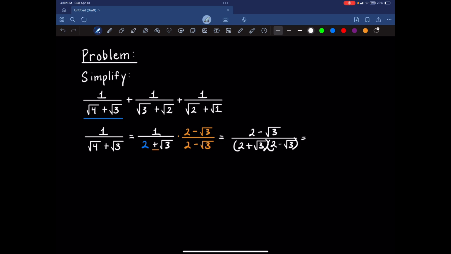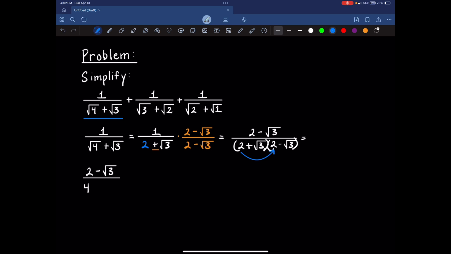And let's reduce this further. So the numerator is not going to change, right? We still have that 2 minus the square root of 3. And let's FOIL out the denominator and see what happens. What was the purpose of multiplying by this conjugate? So the first would be 2 times 2, which is 4. So we'll write 4 here.